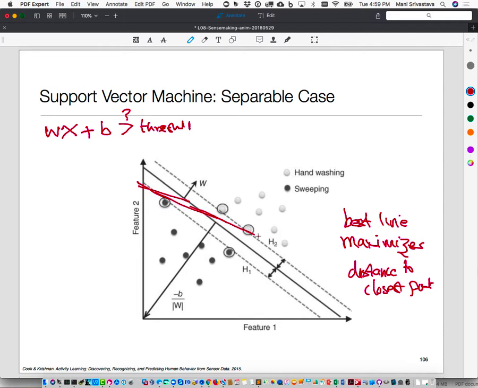So for example, I could have this alternative. Let's say this line, that would be a bad one, even though it is linearly classified.